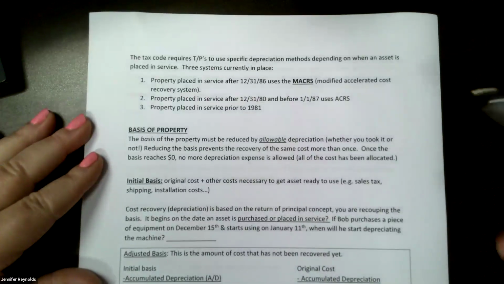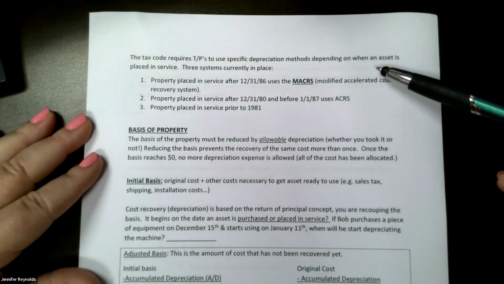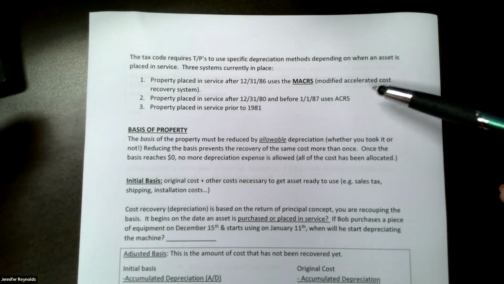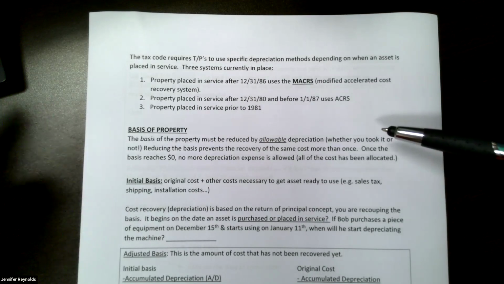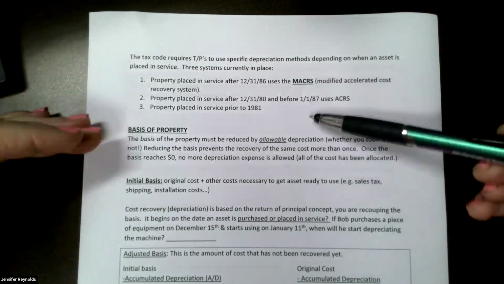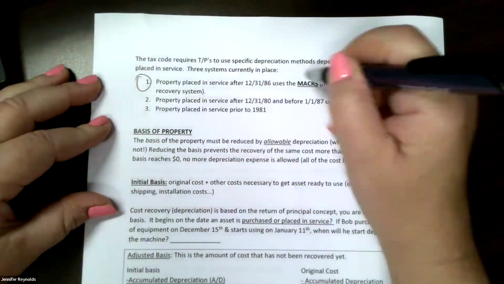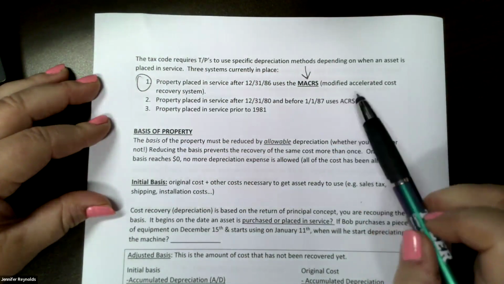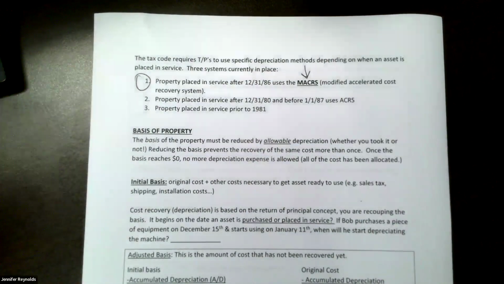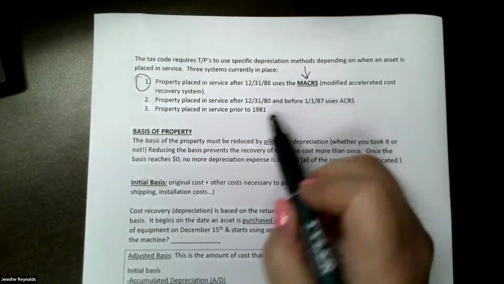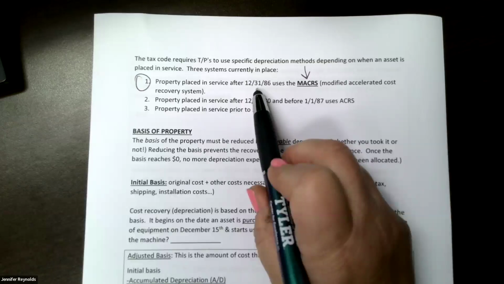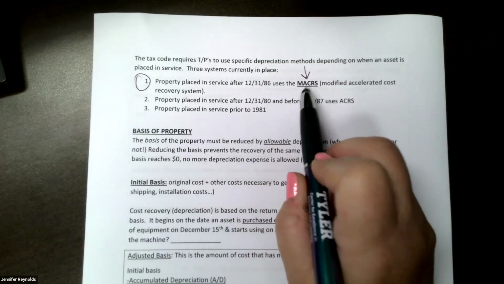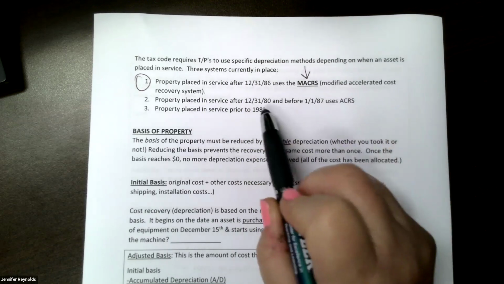All right. So the tax code requires taxpayers to use certain specific depreciation methods, and it's going to depend on when an asset is placed into service. So there's actually three different methods. We're going to focus right here on what most people commonly call MACRS, which stands for Modified Accelerated Cost Recovery System, but people just say MACRS. That's because this has been the method in place since really the beginning of 1987. Congress has not changed MACRS since then.